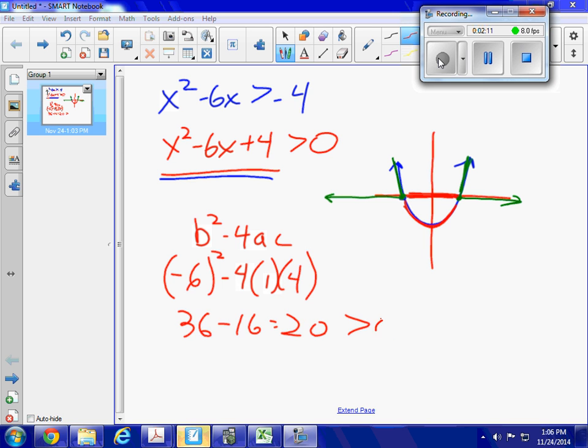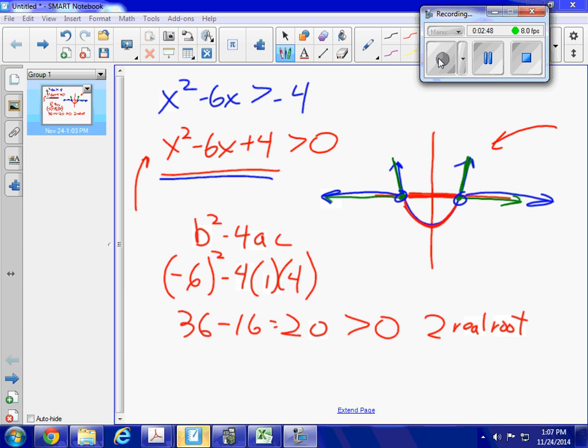And since that is greater than 0, I know that I have two real roots. I also know that it is a parabola that opens upward because I have a positive leading coefficient. I don't have any negative sign there. I'm not exactly sure where those roots are going to be, but it's going to look something like this parabola, opening upward with two real roots. So my solution is going to be from that real root that way and from that real root this way.